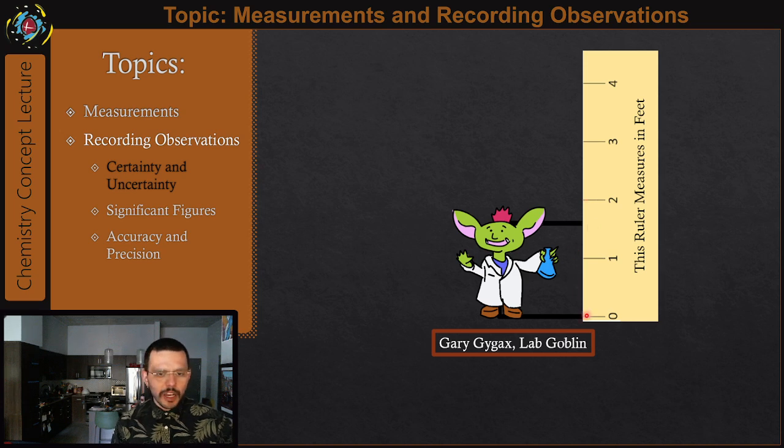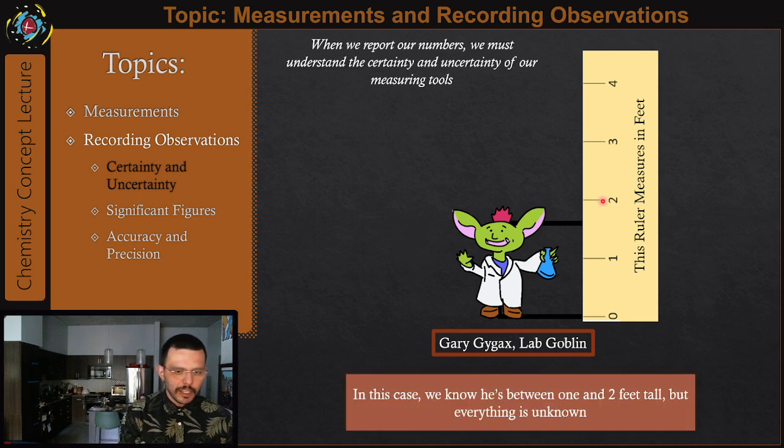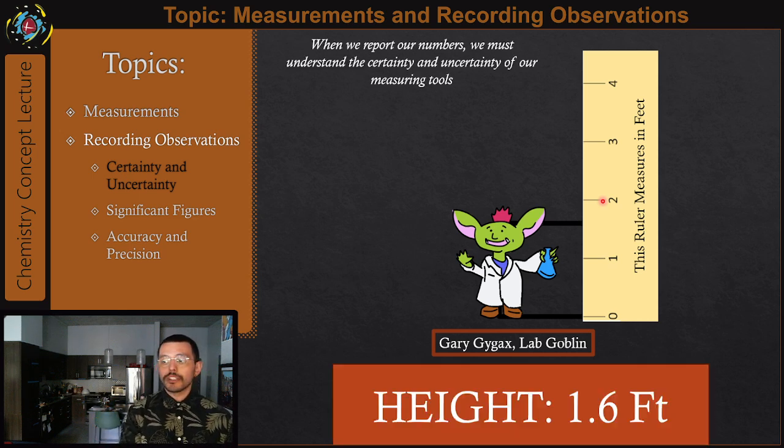So we look here and we see that he is more than a foot tall, but less than 2. I could guess 1.7, 1.5, 1.6, but ultimately I know for sure that he has 1 foot of height and he does not have the rest of it. The rest of it I have to guess. So I guess I could make is 1.6 feet. I could say he's 1.6 feet tall.